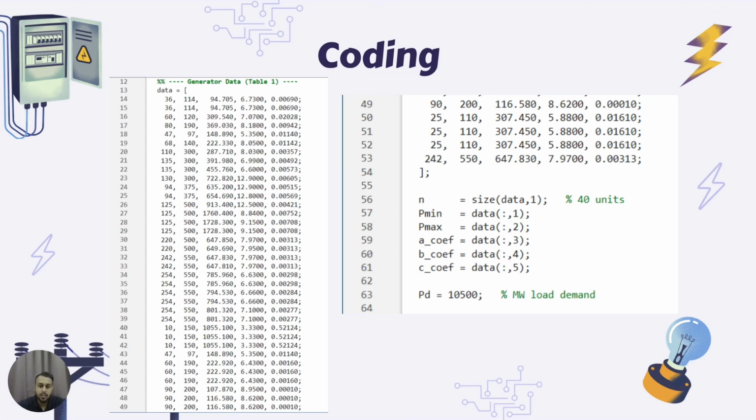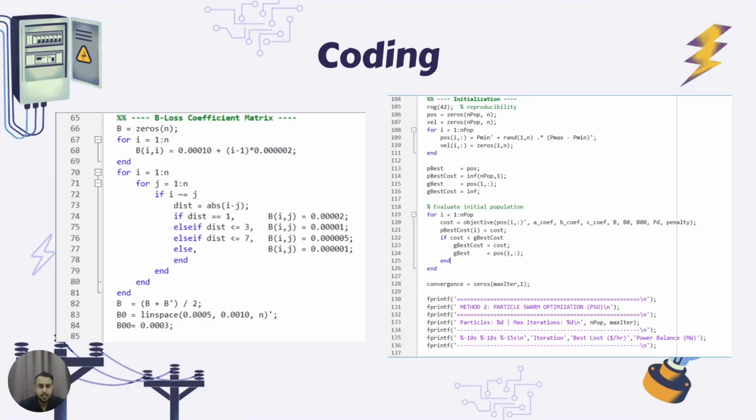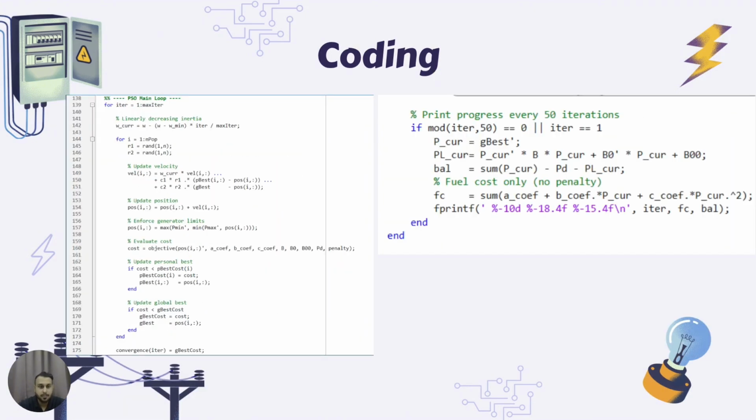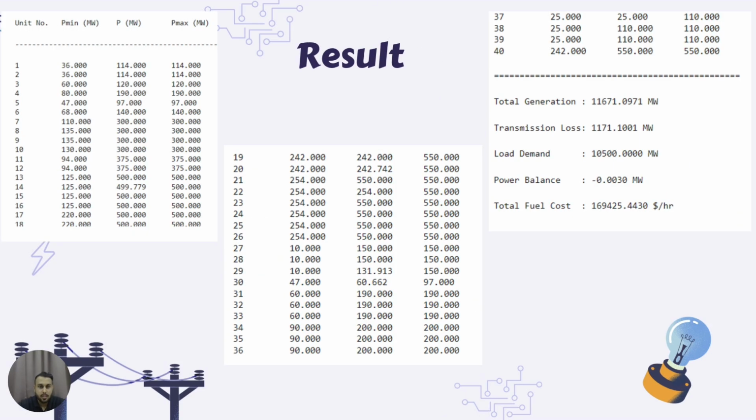So this is the coding that we use for the PSO method. So the result we get is the total generation, we get 11,671 megawatt. The transmission loss we get is 1,171 megawatt. The load demand is 10,500. The total fuel cost we get is 169,424.